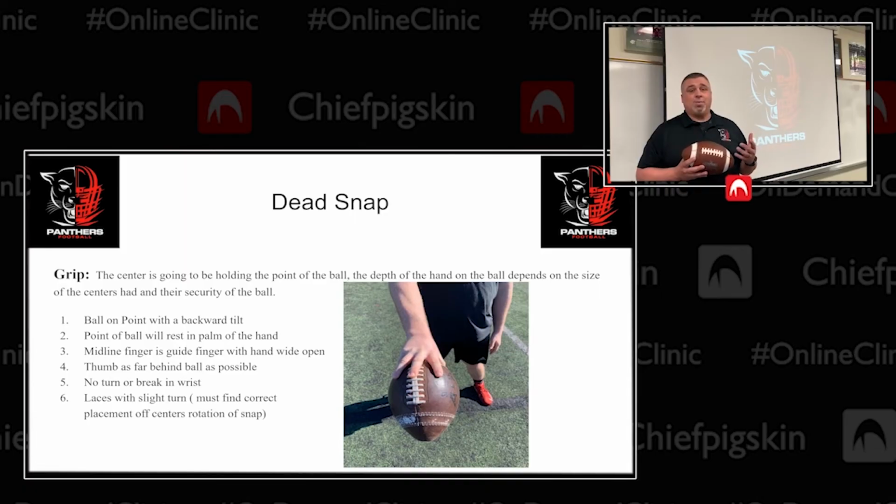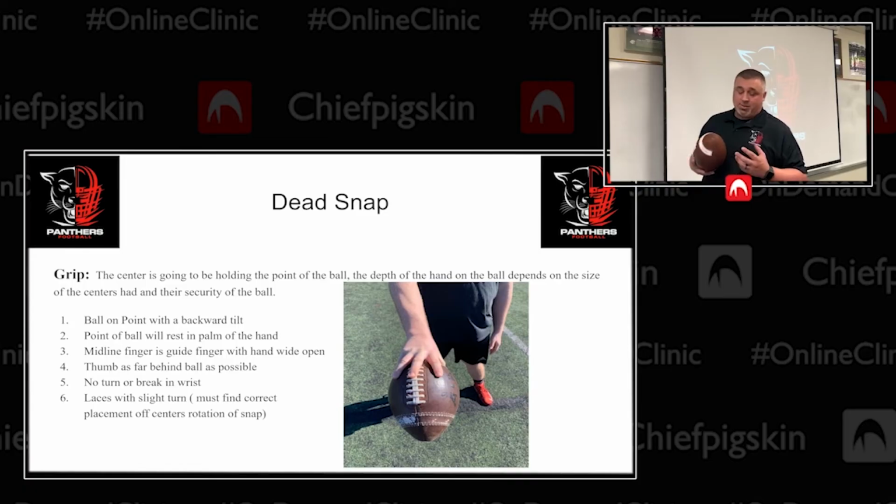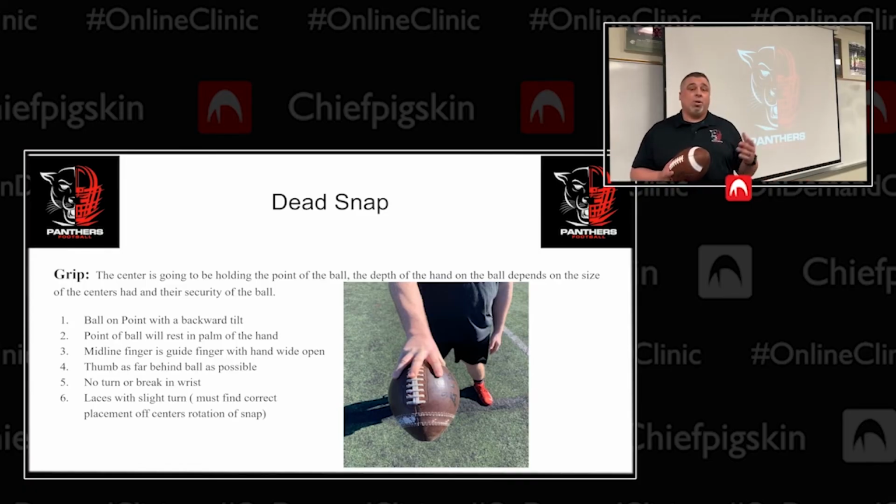In practice, I actually snap as much as our centers do. I want them to be able to see the different adjustments. So we go back and forth, we have snapping competitions. Our center last year actually had to turn the ball inside, because as he flipped it back, it gave him a half turn. So that's actually something that we'll track in practice, starting in our spring practice.